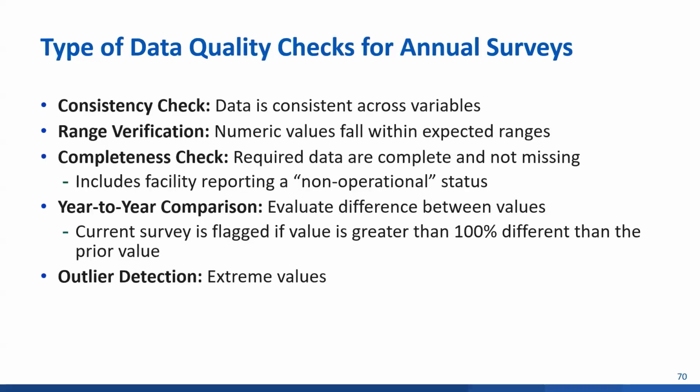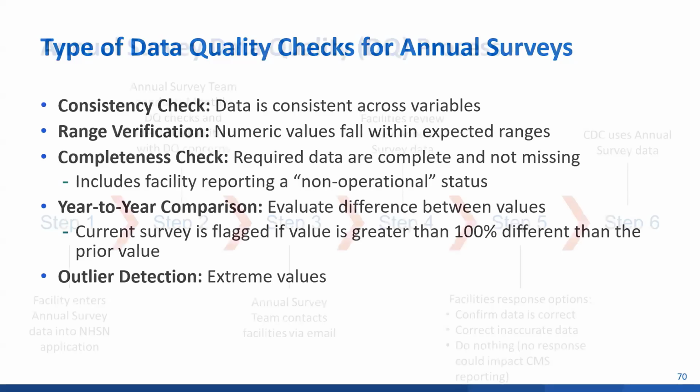This slide lists examples of checks that the annual survey team conducts when doing a data quality check. A consistency check is confirming that the data are consistent across variables. A range verification is confirming that all the numeric values fall within the expected ranges. A completeness check confirms that all required data are complete and not missing. A year-to-year comparison evaluates the difference between values for the 2 survey years. Lastly, an outlier detection is checking for extreme values. Next slide.